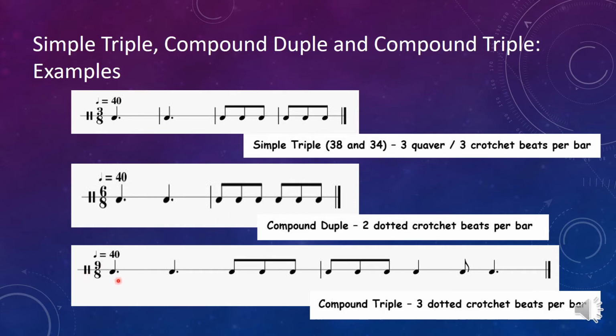Okay, and here, compound duple is called compound duple by virtue of the fact that there are 2 dotted crotchet beats in the bar. And similar precept here, we have 3 dotted crotchet beats in the bar for compound triple, which is also known as 9/8. All right, so 9/8 is compound triple, 6/8 is compound duple, 3/8 is actually a form of simple triple. All right, again, I encourage you to go and do your own reading and research on this matter as to why this is the case. Let's move on to the next slide.